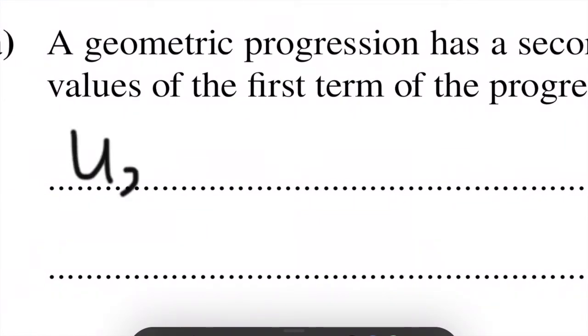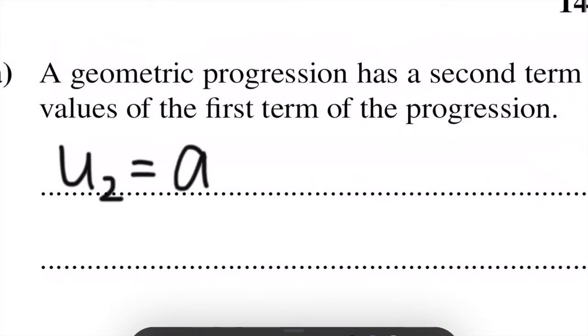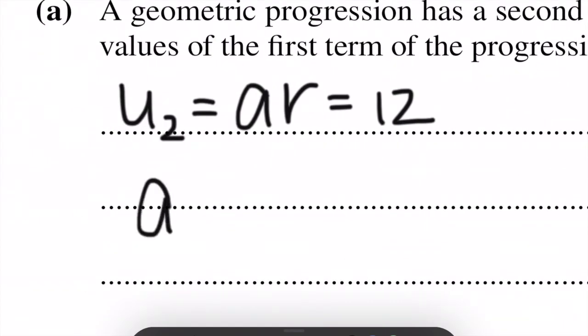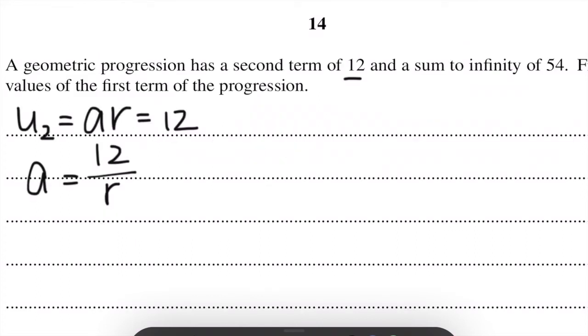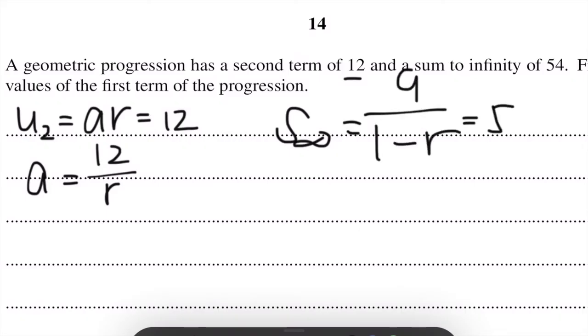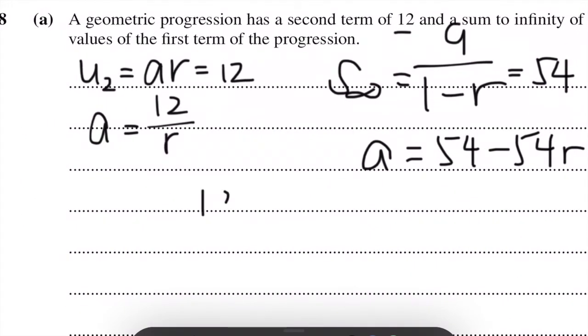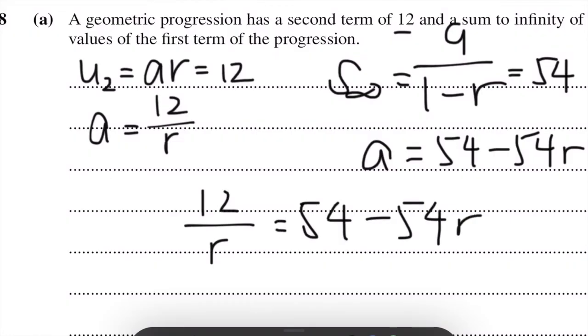So we know that U2 is equal to AR, which is 12. We will make A the subject of the formula, so A is equal to 12 over R. We also know that the sum to infinity, which is A over 1 minus R, is equal to 54. We will again make A the subject of the formula, so A is equal to 54 minus 54R. So 12 divided by r is equal to 54 minus 54r.